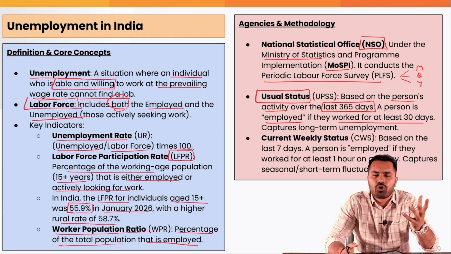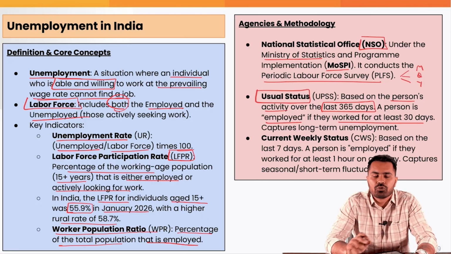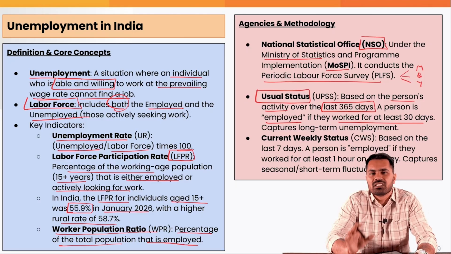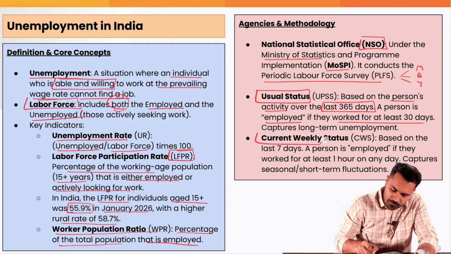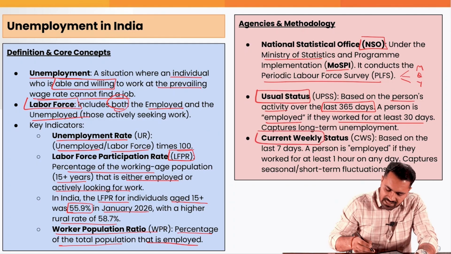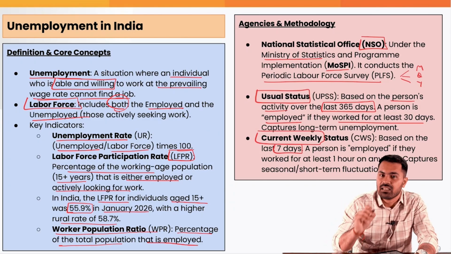Now within this, the principal and subsidiary status are different. Principal status says somebody is principally, or primarily, employed if they work for 183 days, and subsidiary status within the usual status says that if a person is employed for just 30 days, they'll be counted as employed. Similarly, in the current weekly status, the base period is 7 days. You consider the last 7 days, and within the last 7 days they will see whether a person is employed or not. And again, listen carefully.